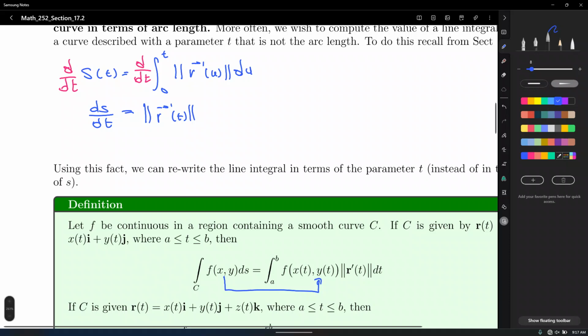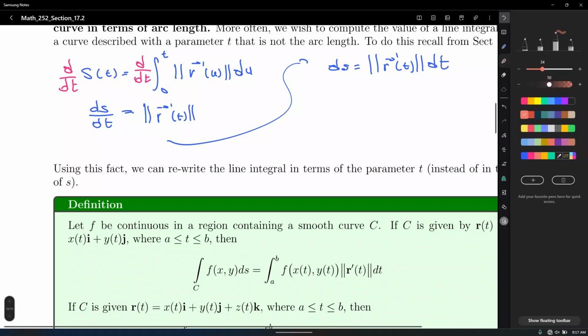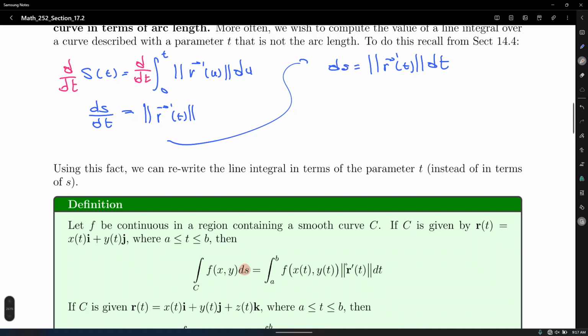I'm going to solve for ds for this new equation. What is this going to be? This will be ds equals the magnitude of r prime of t times dt. Do you see this magnitude of r prime of t dt right there? All right. So that's how I am replacing ds with the magnitude of r prime of t dt.